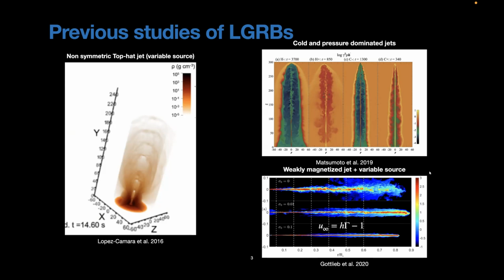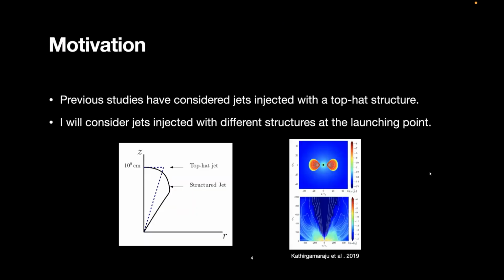In the next slides, I want to show you that our implementation of initial conditions also produces stable jets without the necessity of implementing these weakly magnetized jets. Okay, what is our motivation? Previous studies have considered jets injected with a top hat structure. The top hat structure is like this dashed line in this cartoon. These jets have all their energy concentrated in a small region, the core, and the projection of the velocity is in one direction, the radial direction.